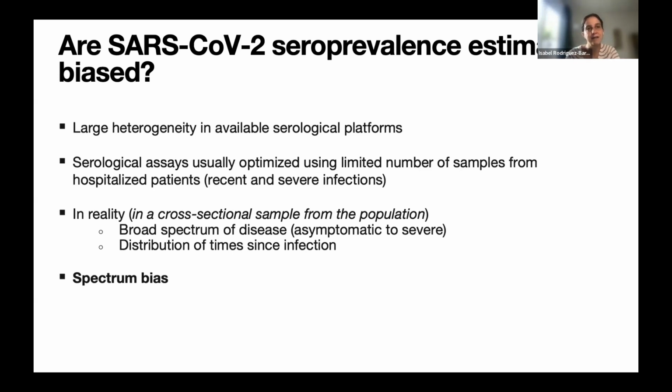And in reality, if you look at the population as a whole in a cross-sectional survey, which is the gold standard, you can expect a broad spectrum of disease, and probably mostly asymptomatic infections, but also a distribution of time since infection. So assays optimized based on severe and recent infections are probably not good at the population level. And that's what in epidemiology is generally referred to as spectrum bias.